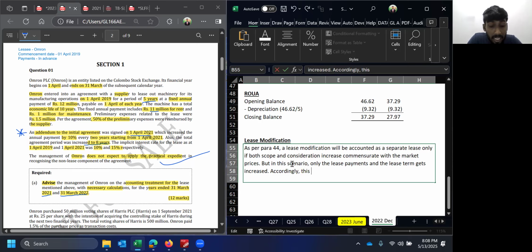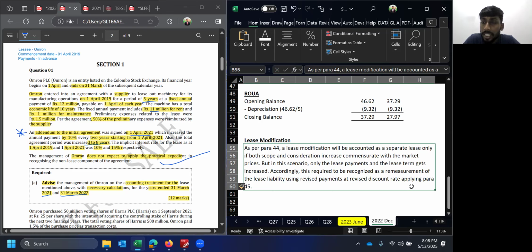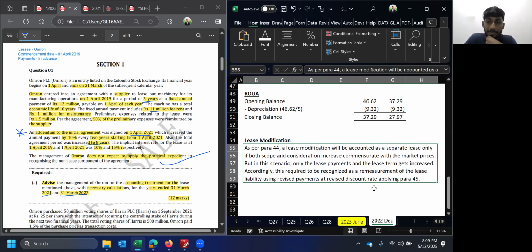Accordingly, this is required to be recognized as a remeasurement of the lease liability using revised payments at the revised discount rate, applying para 45. Okay. Done.